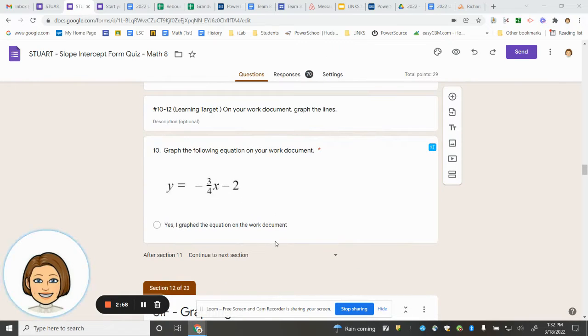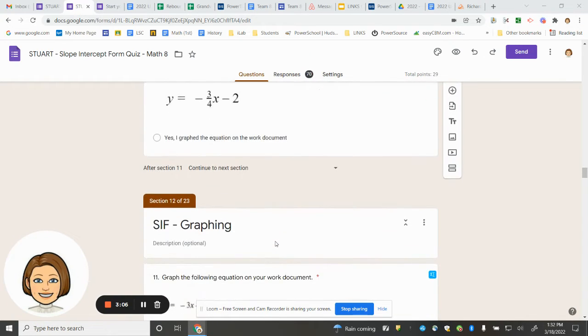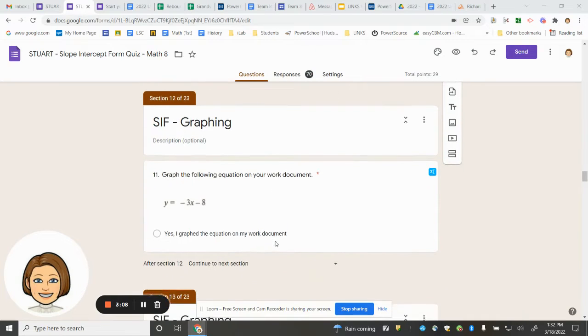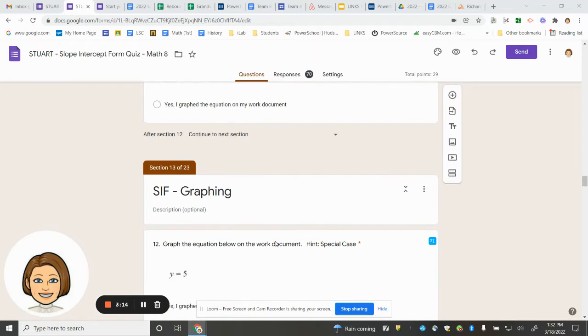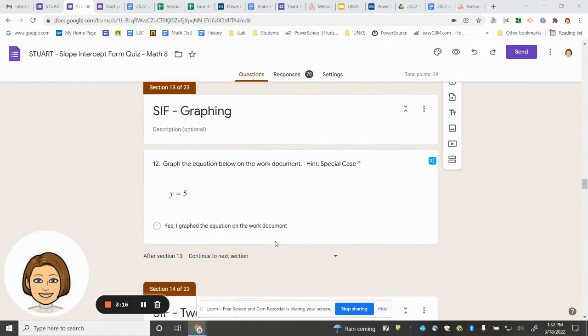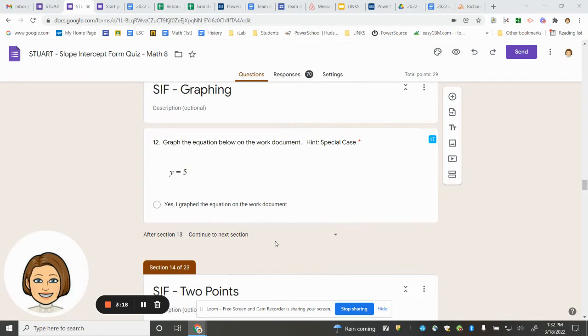Number 10, graph the following equation on your work document. Y equals negative 3/4 x minus 2. Number 11, graph this equation. Y equals negative 3x minus 8. Number 12, graph the equation below on the work document. Hint, this is a special case.